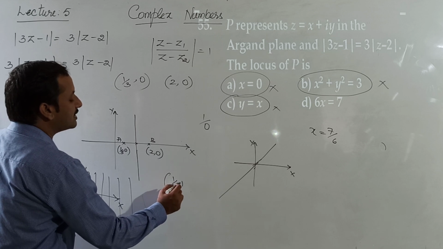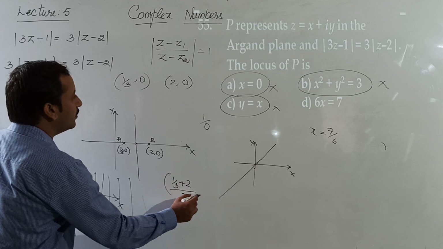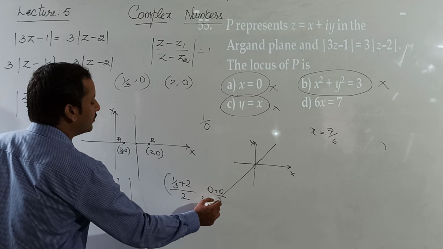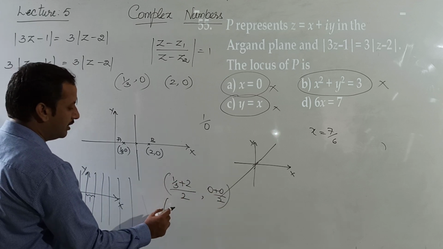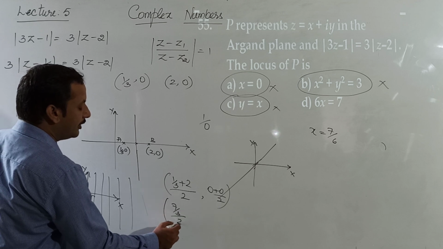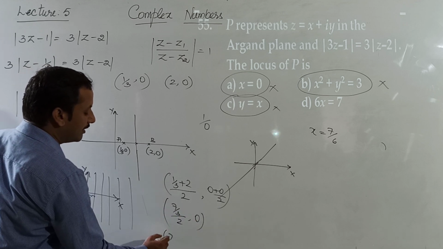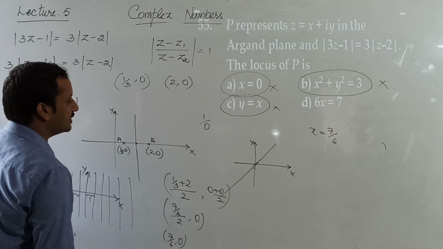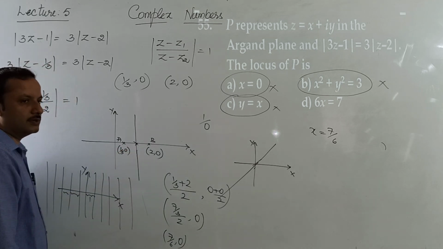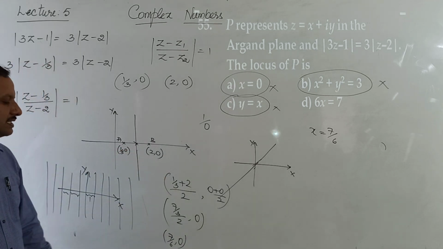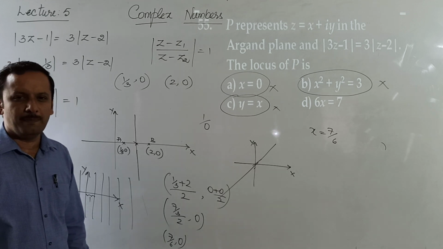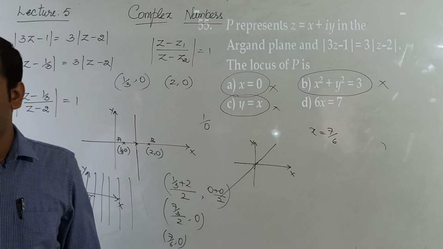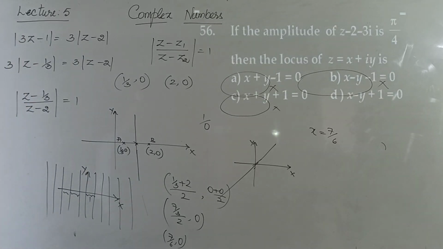(1 by 3 plus 2) divided by 2, (0 plus 0) by 2. That is 0. Right? So this will give you (1 plus 6) by 3 by 2, 0. So that will be 7 by 6, 0, this point. Hence the equation is x equal to h. So x is equal to 7 by 6. That way we get the answer. Okay, let's go to the next question.